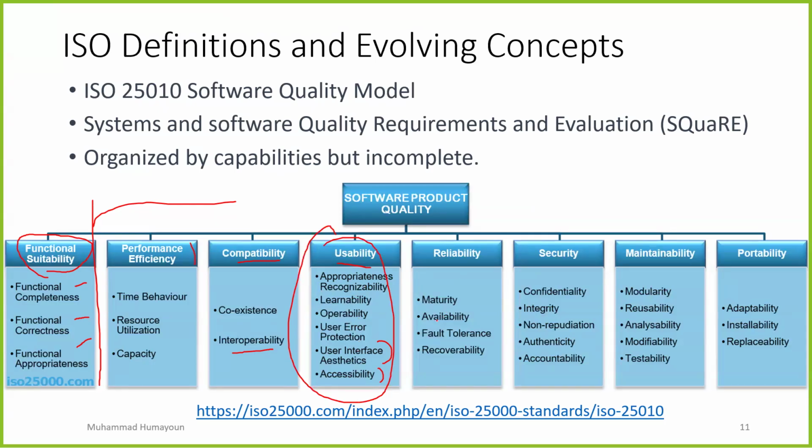Reliability, and they try to put availability, fault tolerance, recoverability inside. Security, like integrity, authenticity, accountability, confidentiality, they put everything under security. Maintainability, how modular your system is, how testable your system is, how reusable your system is, and so on. Portability, how adaptable your system is.